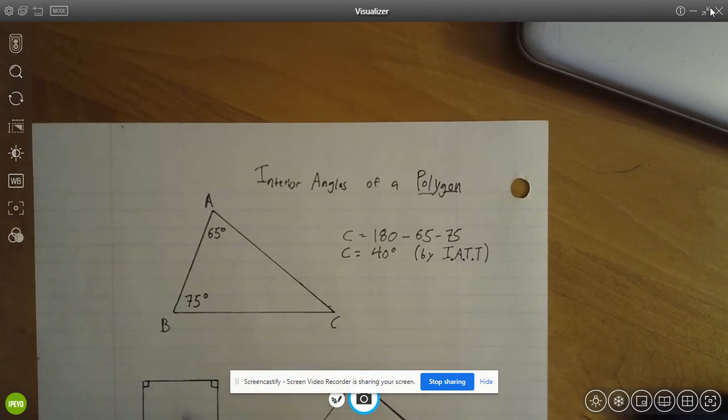Anyway, so there's the remaining angle of the triangle. Another tip for communication is we're usually going to use capital English letters or capital Greek letters to represent angles. So I have capital A, B, C on this triangle.